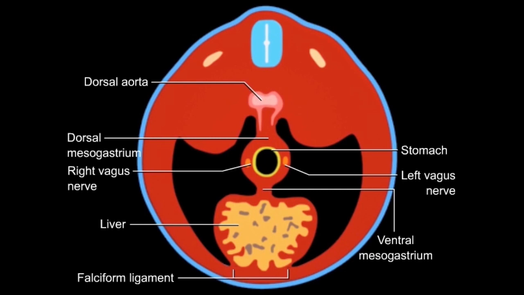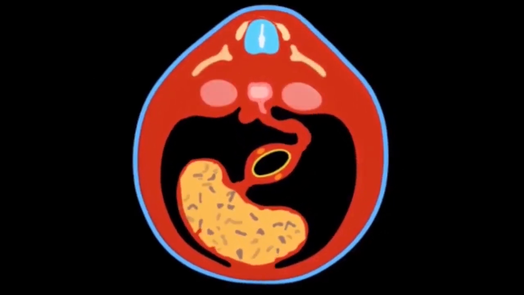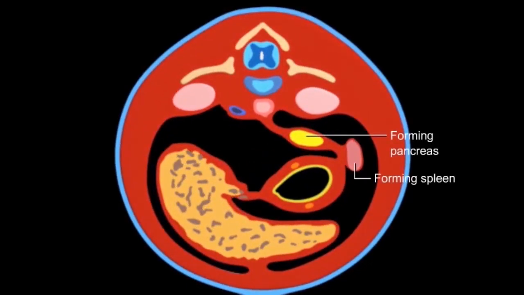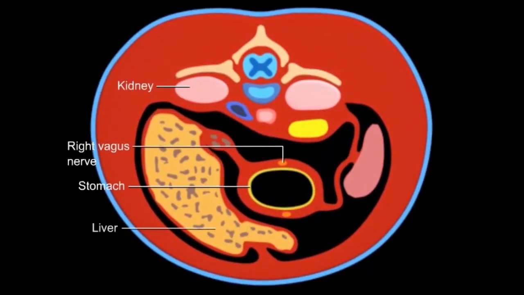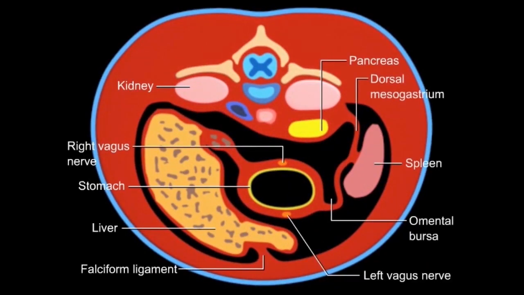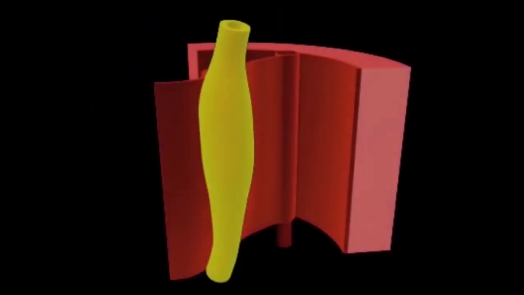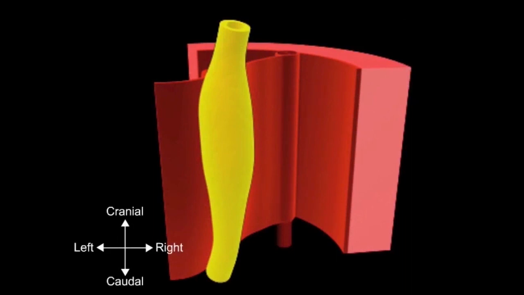The liver develops in the ventral mesentery and is attached to the ventral abdominal wall by the falciform ligament. The pancreas and spleen are formed in the dorsal mesogastrium. During rotation of the stomach, the dorsal mesentery is transposed to the left, forming the omental bursa, or lesser peritoneal sac. The embryonic stomach is a fusiform dilatation of the caudal end of the foregut.